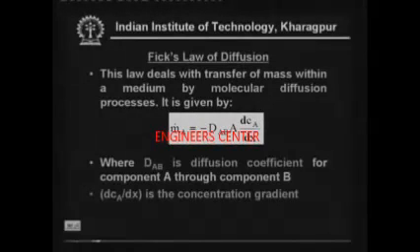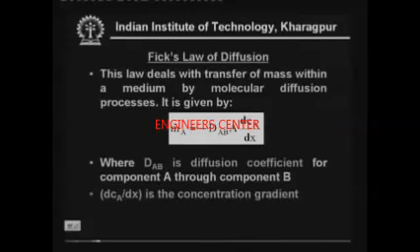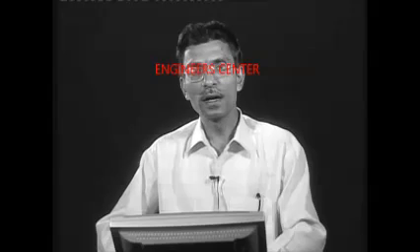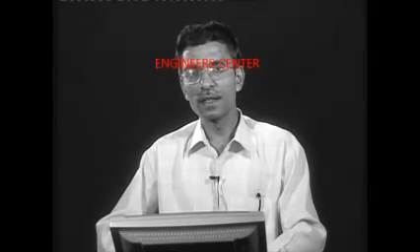Now, let us look at some very basic equations of mass transfer. The first basic equation is what is known as Fick's law of diffusion. This law deals with transfer of mass within a medium by molecular diffusion process, and it is given by m dot A is equal to minus D_AB A dC_A by dx, where D_AB is known as the diffusion coefficient for component A through component B, and dC_A by dx is the concentration gradient. So, you can see the similarity between Fick's law and Fourier's law for heat conduction. The similarity arises because both are diffusive processes. So, that is why the equations are similar.